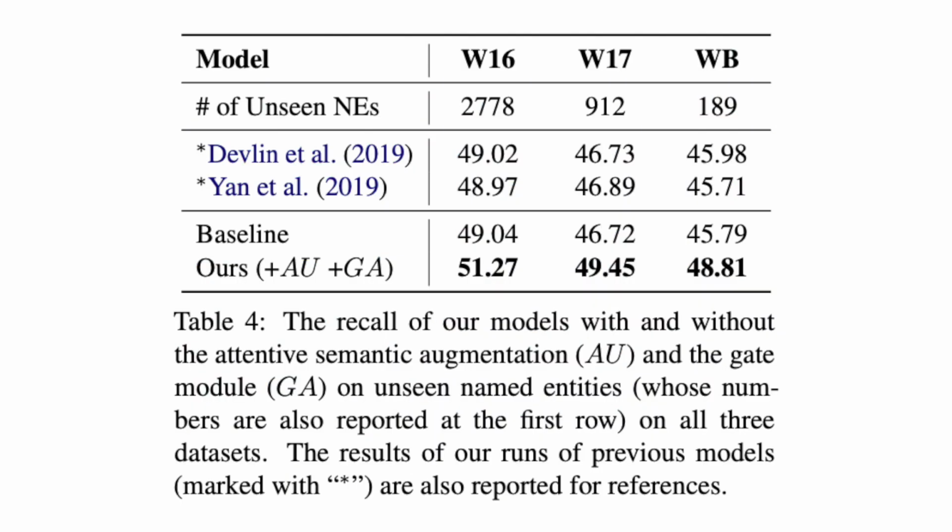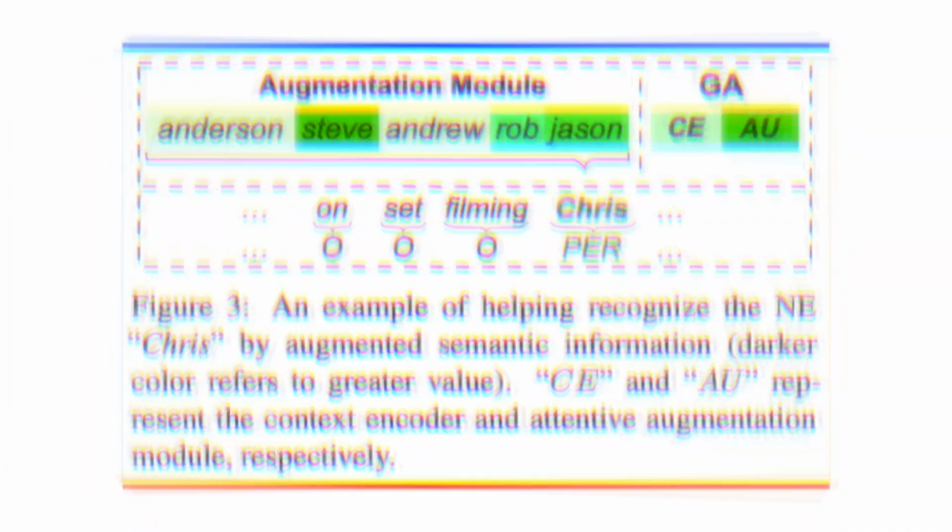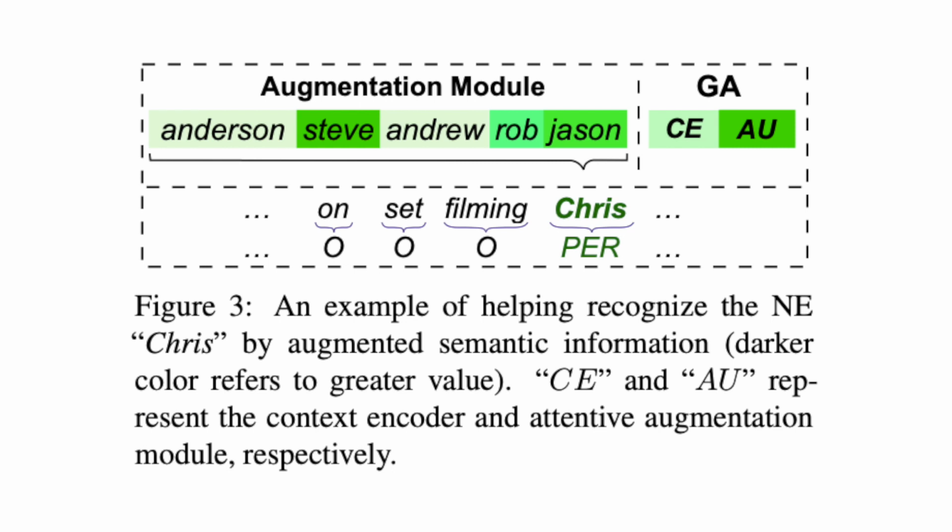The paper also performed additional analysis. They want to measure the performance of the proposed model on detecting unseen named entities. As you can see on this table, the proposed model has outperformed all the other models across the 3 datasets on this aspect. This can be further illustrated in Figure 3. For the input token Chris, our model put more emphasis on Steve and Jason as these two words have the label person, whereas Anderson and Angel never occur in the dataset, providing no useful information.